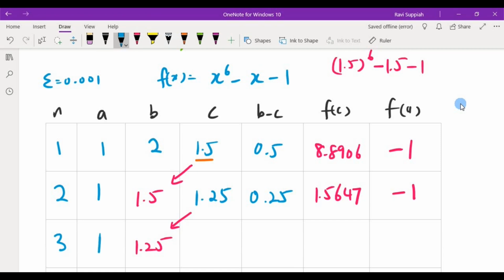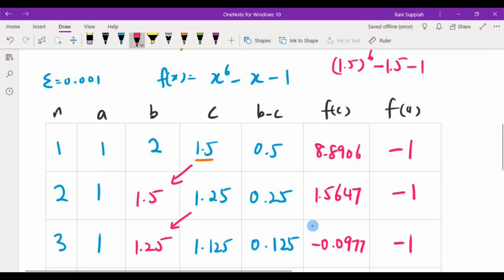A is still unchanged, and C is A plus B divided by 2. So I get 1.125 here. B minus C, so 1.25 minus 1.125, I'll get 0.125. And f of C is taking the C value and putting it inside here. I will get a value of negative 0.0977, and here I'll get negative 1. Now again we check if B minus C is less than or equal to the epsilon.